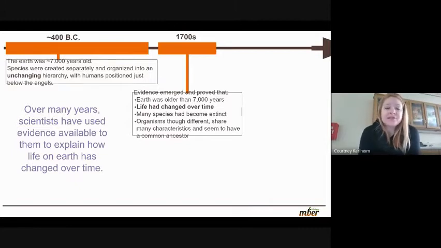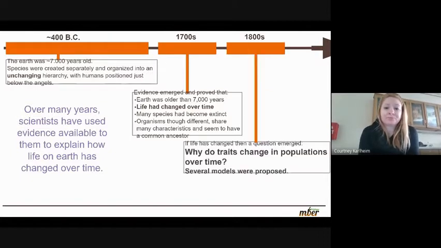But then around the 1700s, evidence emerged and proved that, in fact, Earth was older than 7,000 years old, that life had indeed changed over time, that many species had become extinct. They were finding things like fossils and bones that showed that there were species that no longer existed on Earth. And that there were organisms that, even though they were different, shared a lot of similar characteristics and therefore seemed to have an ancestor in common.